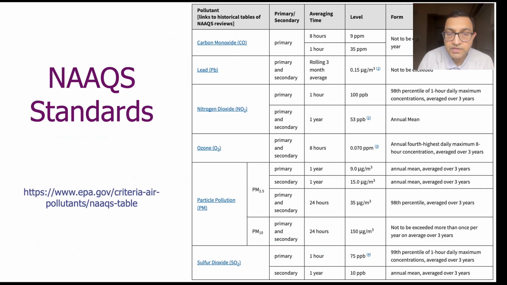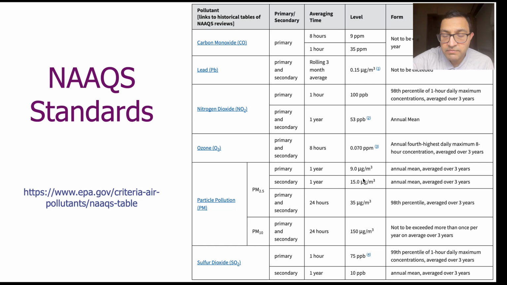So you can go to the EPA website. I've given the link here to look at the current values of the NAAQS standards, and you can see these are, for example, carbon monoxide. 8-hour average limit is 9 ppm, and 1-hour average is 35 ppm. This is not to be exceeded more than once per year. If it does, that area falls under non-attainment, and so forth.